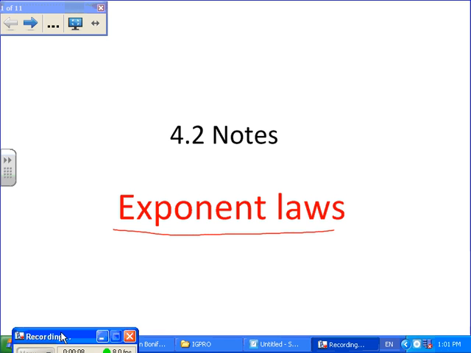We're going to be looking at 5 different laws that deal with exponents, and the first lesson today, part 1, deals with 2 basic laws. So law number 1 and law number 2. If you're following this video today, you should have your notes open to exponent laws, and let's go ahead and get started.